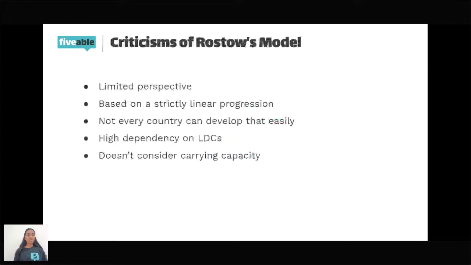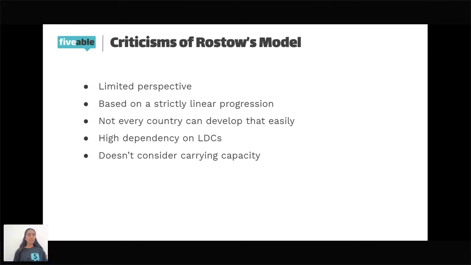So there are criticisms of Rostow's model, just like any other model. The main one is that it was very limited in its perspective, and it was based on only American and European countries. So it didn't really accurately reflect other cultures and other economies.